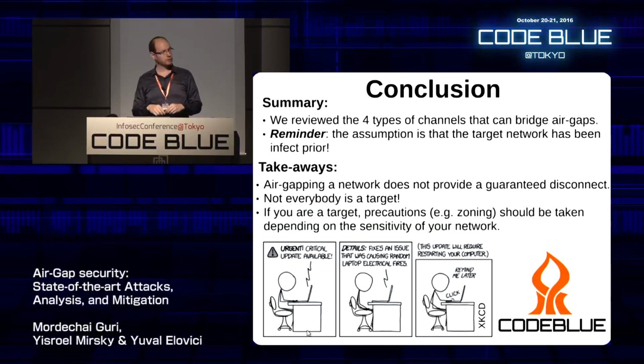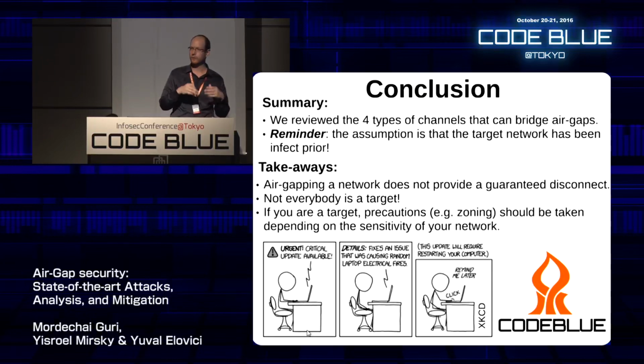And in conclusion, how can we summarize? There are 4 different channels we reviewed today. The assumption, again, I have to reiterate this, is that the first step is that the attacker infected the isolated network with some sort of malware. In some way, the attacker had some insider come and plant a USB device, infecting the machines. And after that point, we were wondering how the attacker can send information to that malware and get information out from that malware.